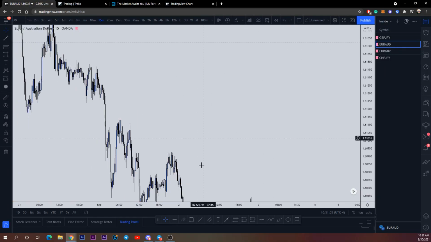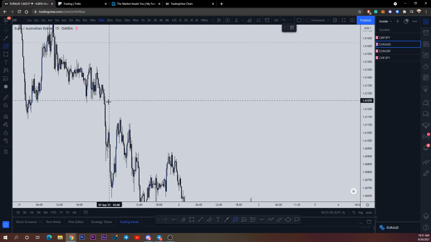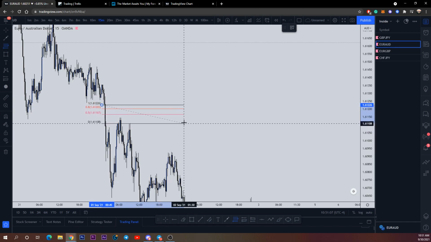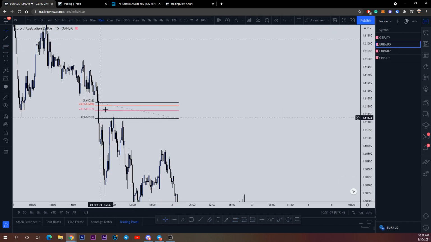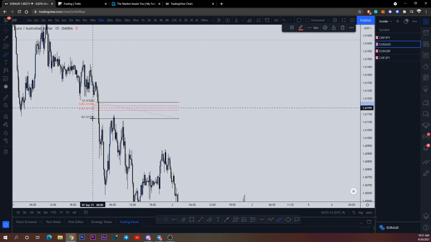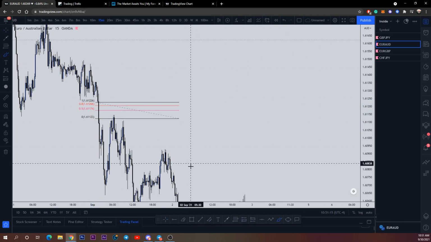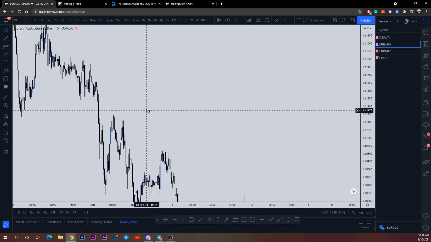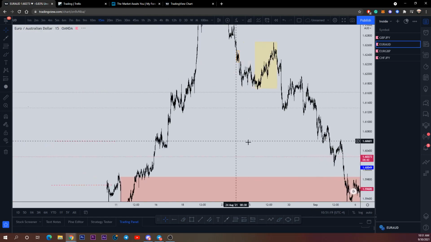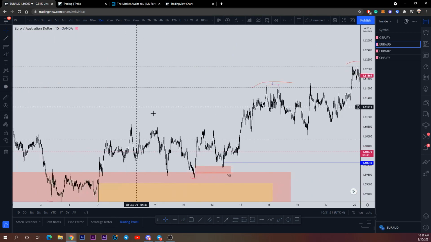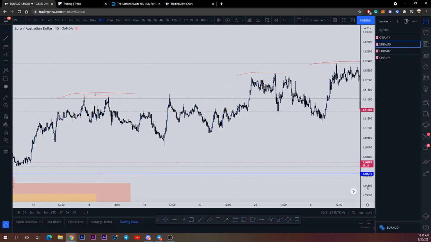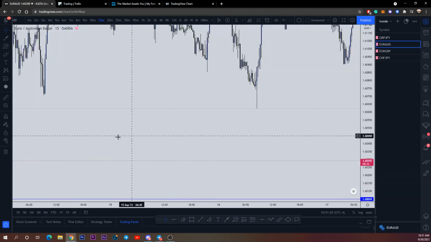Here's an example of an imbalance here. This is an imbalance, all right? Right here. I know some people call it inefficiency, and there's a whole bunch of names for it, but imbalance and inefficiency, all of that is the same thing. A perfect example here of how imbalance is used in the market.